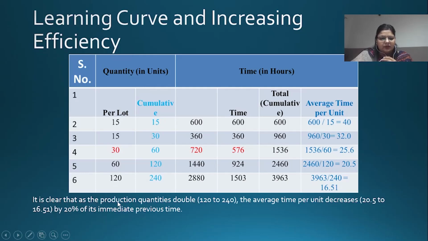It is clear that whenever the production quantity doubles, the average time per unit decreases. If the quantity has doubled, the average time taken is reduced by 20% of the immediately previous time. So the learning curve is very beneficial to reduce the overall time, or we can say the overall cost, of production processes. Okay, thank you.